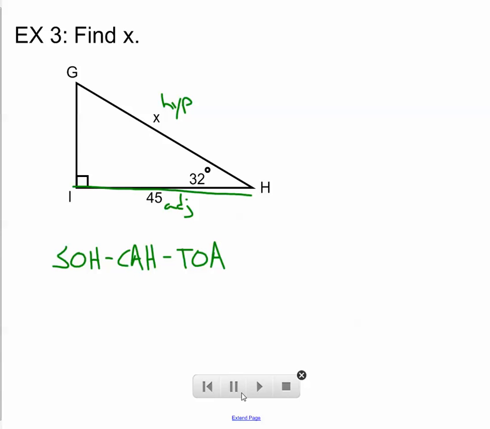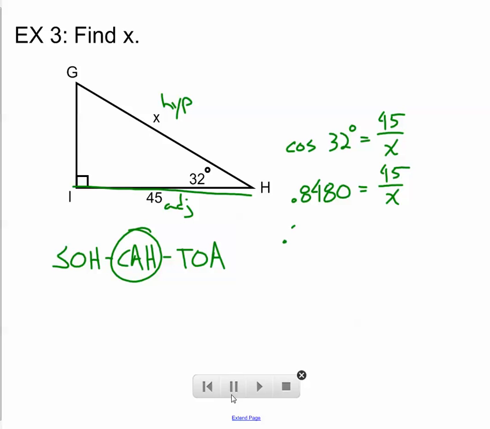So which ratio am I going to use? The only ratio I can use is the ratio that involves both hypotenuse and adjacent, which is right here, cosine. So I'll say the cosine of a 32-degree angle equals the adjacent 45 over the hypotenuse x. And then from here it's all procedure. Cosine of a 32-degree angle is 0.8480. Got that off the table. Multiply both sides by x and divide both sides by 0.8480, which is about 53.1.